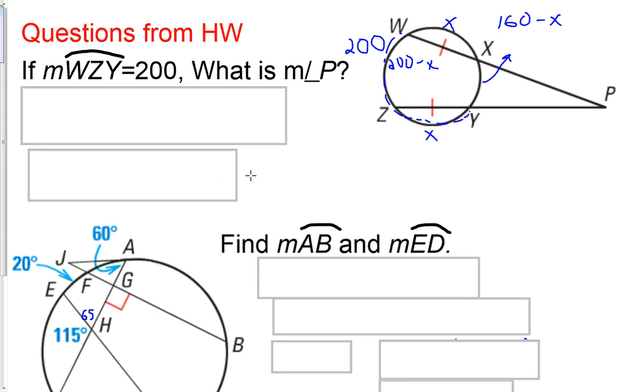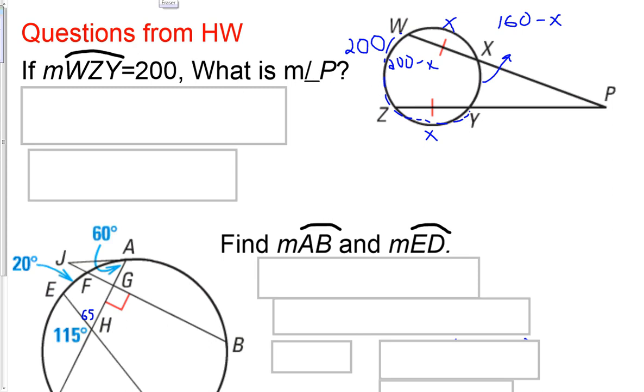This will be a short video on some of the challenge questions on homework 10.5. I believe these are numbers 20 and 21, just to clarify. Yep, numbers 20 and 21. So number 20 states, here's this diagram, and it says if the measure of arc WZY is 200 degrees, what is the measure of angle P?